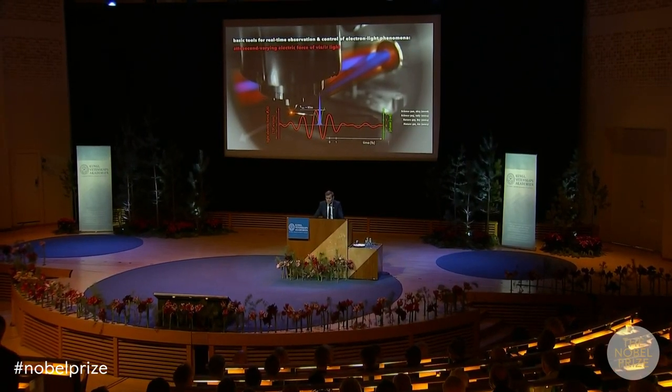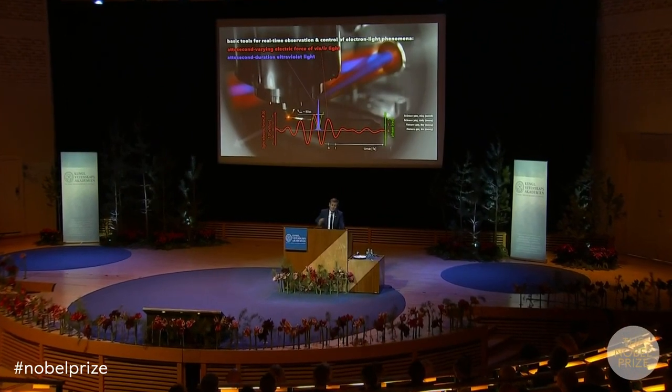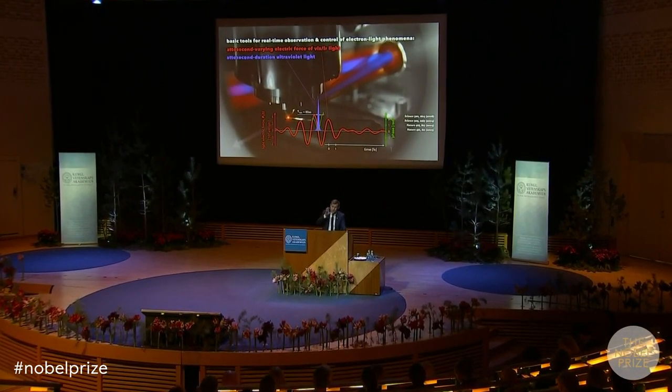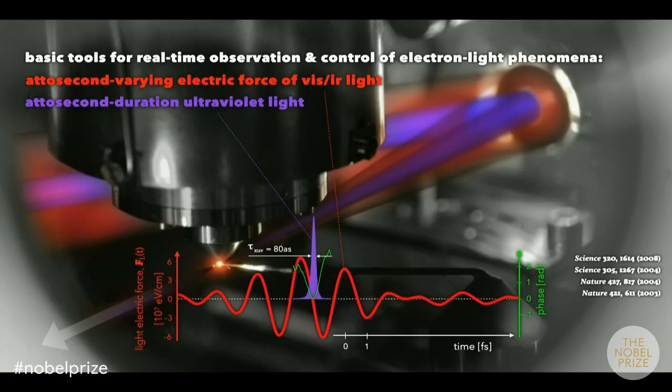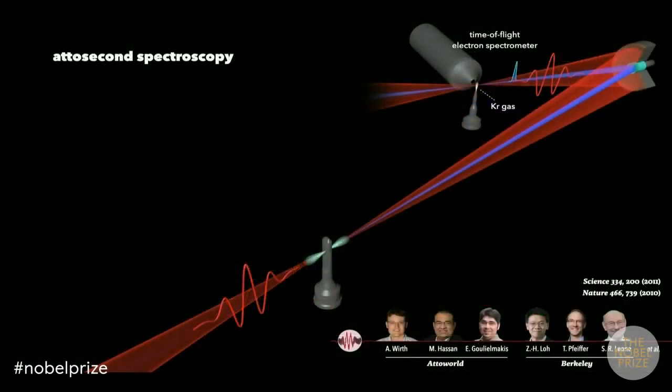So this experiment demonstrates how control enables observation, this time on an attosecond time scale, and renders the basic tools, the attosecond varying force that this light electric field exerts on electrons, and the attosecond duration XUV emission, available for real-time observation and control of electron light phenomena. With these tools in place, we can set out to perform attosecond time-resolved spectroscopy.